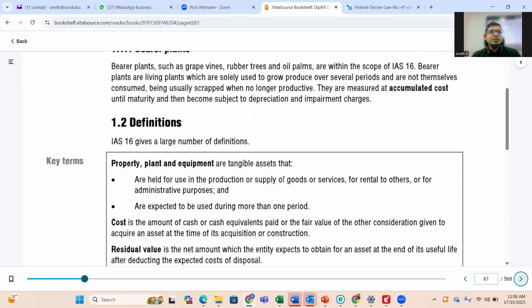Vehicles, motor vehicles, right? Or if you're using some equipment for supply. For rental to others, obviously it should be a building or any other things which is for rental to others, or for administrative purposes also. It's like furniture that you're sitting on, the printers that you're using, and it shall only be classified as a PPE if it is expected to be used for more than one period.